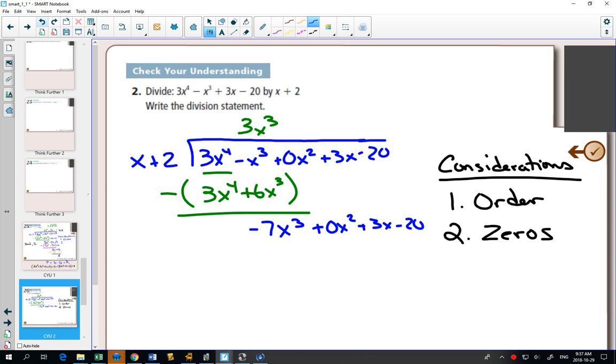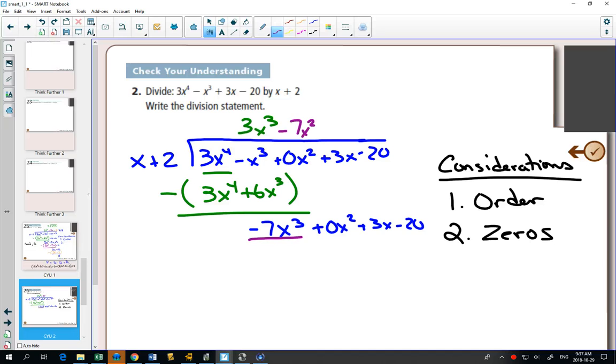Next color, purple. Now our first number is minus 7x cubed. Is there something you could multiply x plus 2 by to get minus 7x cubed? Yes. Minus 7x squared. So our 0 helps us because we do have to write an x squared, and now we have a column to write that above.